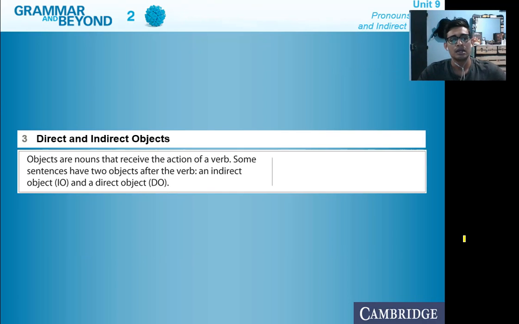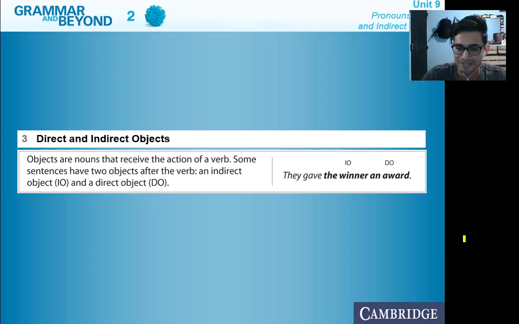Let's continue. Now we have direct and indirect objects. Important, okay? This is really important because, as I mentioned before, we have objects working in the direct position and objects working in the indirect position. We will see that. Objects are nouns that receive the action of a verb. Some sentences have 2 objects after the verb. An indirect object, we are going to call it IO, and a direct object, we're going to call it DO.